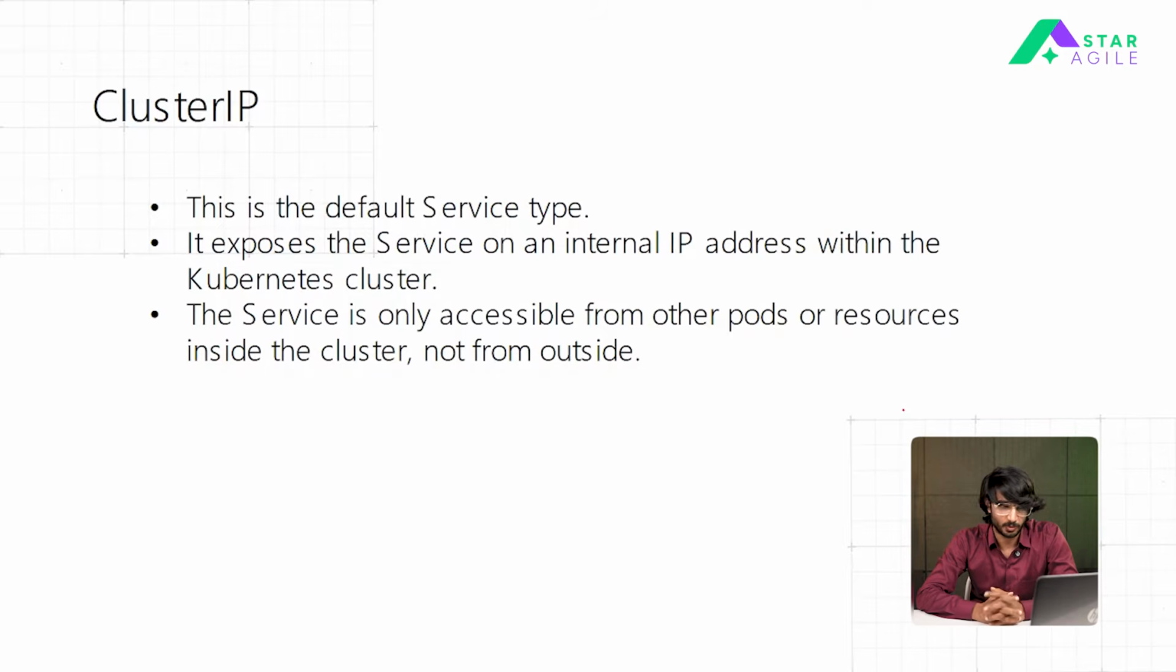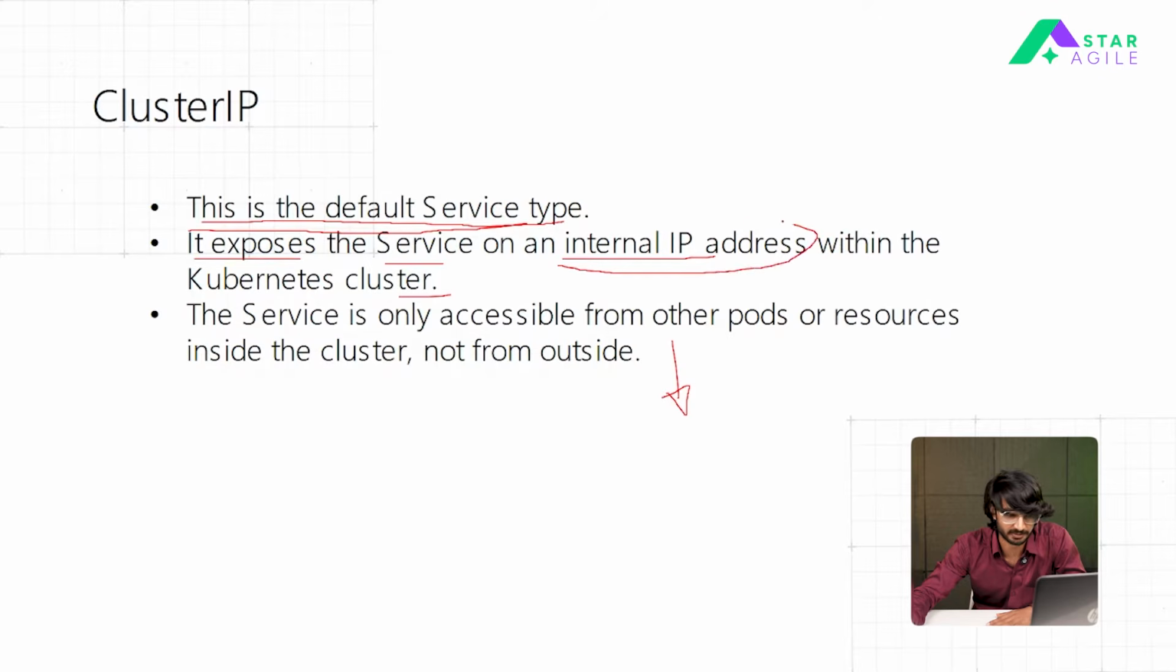One more thing. By default, whenever you create any Kubernetes service, it will be ClusterIP by default, right? And you can see it has been written: this is the default service type. So what does it do, and what do you mean by internal IP addresses in a Kubernetes cluster? We'll try to understand this with a practical session. This is the default service type, and you can observe that it exposes the service on an internal IP address. So what do you mean by this? Let's try to understand the diagram now.